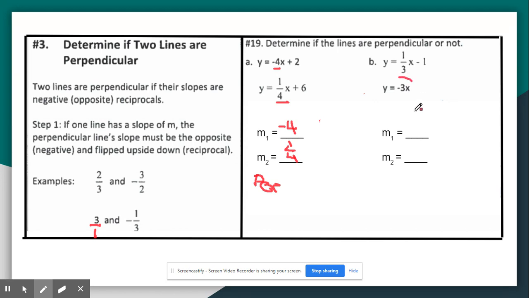So you should have gotten 1/3 for this. And you should have gotten a -3 for this from the second slope. So are those perpendicular slopes? They are, because if you flip this one and change the sign, then that would be perpendicular. They would be perpendicular slopes. So if you got that, then you're correct also.